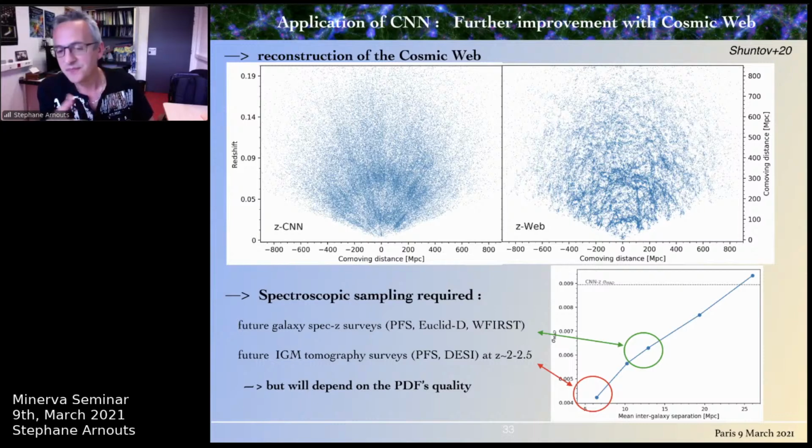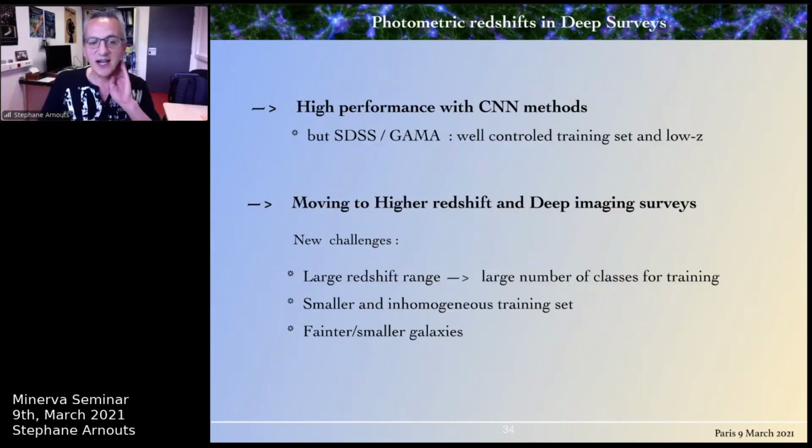And so, if we have enough accuracy in our PDF for the photo-z, we could imagine reprojecting the galaxies through this cosmic web, reconstructed from a spectroscopic survey like PFS or Euclid, or WFIRST and so on. But basically, it's really dependent on the PDF width that we will have for our main population of photometric redshift galaxies. So now we will move to, so that's it for the low redshift part. I will go a bit faster, sorry, I didn't realize I was that long.